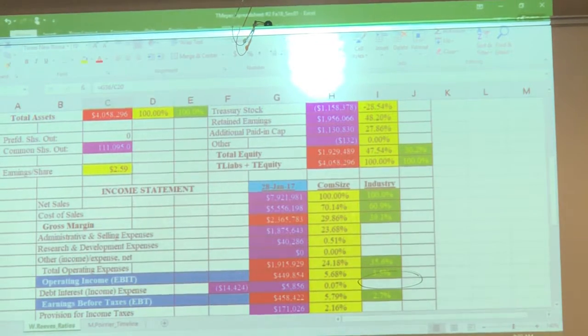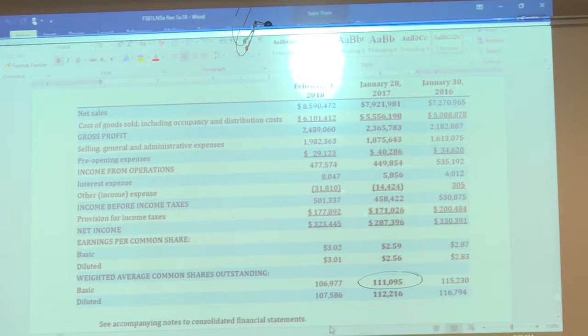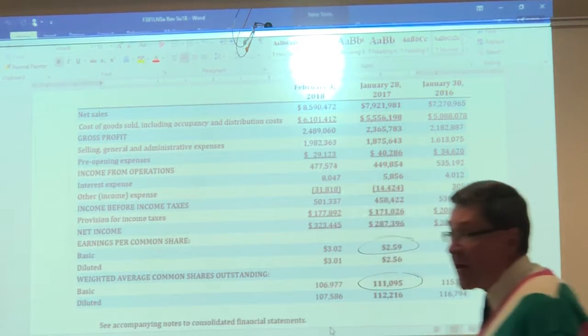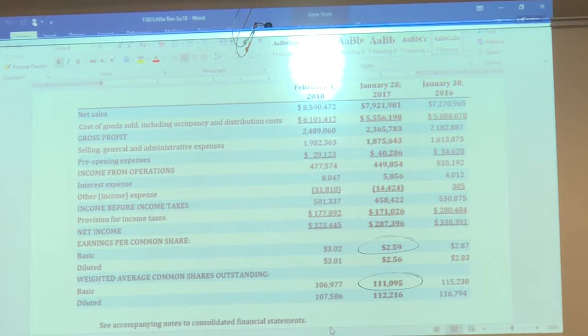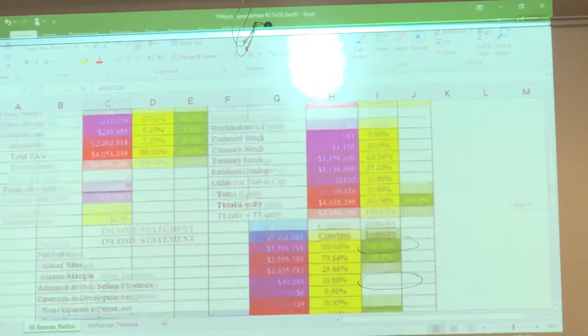And then it shows the actual calculation of earnings per share. And that's the 259 that we just calculated. So it's really easy to verify, and that is going to be something in your project spreadsheet that I'm going to check because it's very easy to check. Okay, so any questions about that? All right.